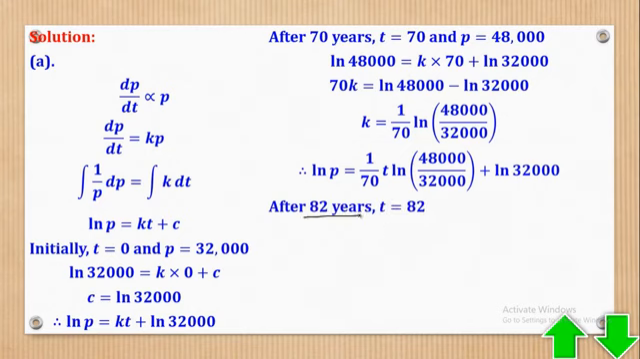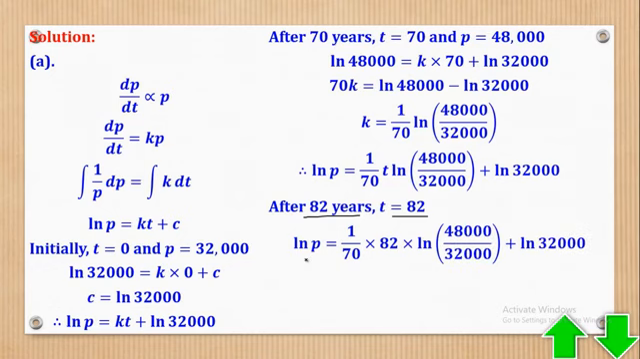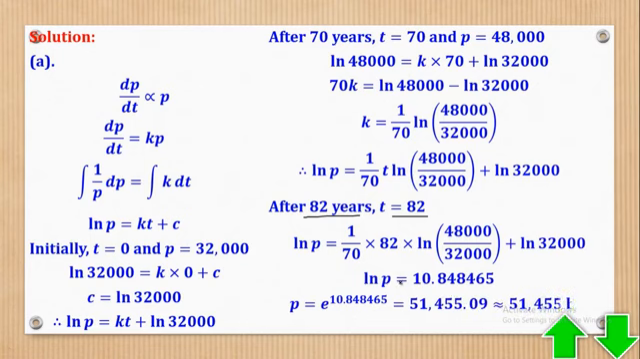Therefore, after 82 years, T is equal to 82. Therefore, come and substitute for T and look for a way of getting P. So P is the antiln of this, which is that, which gives you that. So we have rounded off because the number of birds has to be an integer.